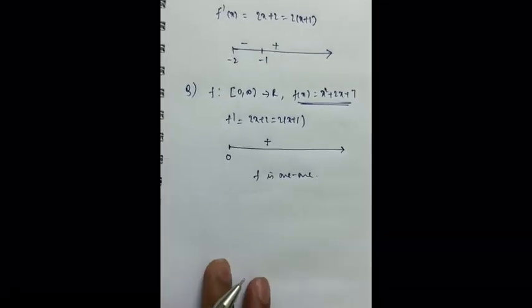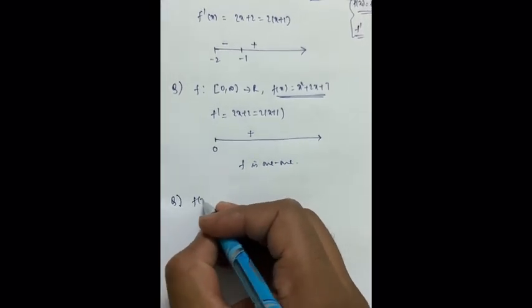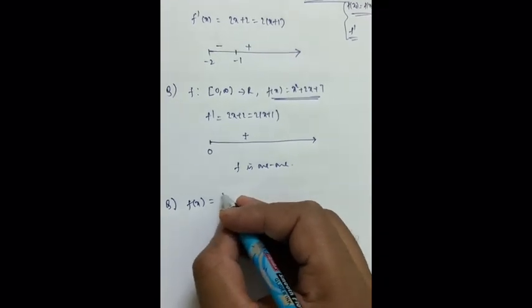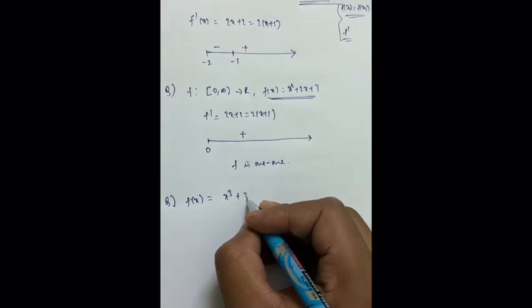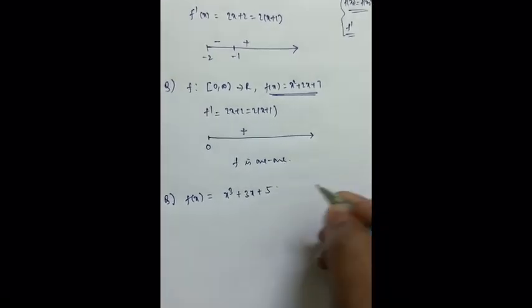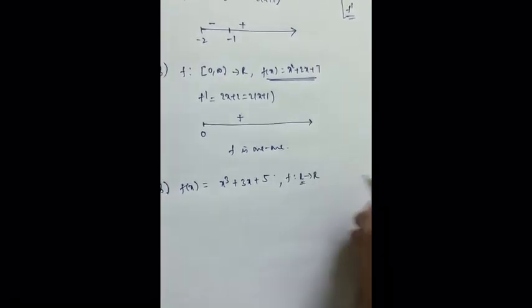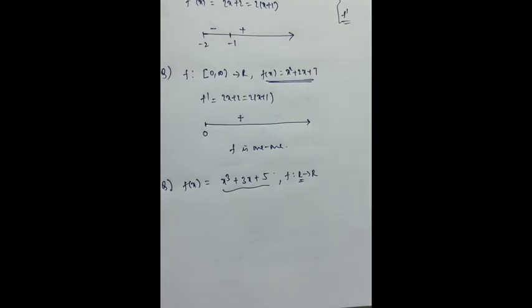Alright, okay. Let us take another similar example. Let us say f of x is equal to x cube plus 3x plus 5. F is a function from R to R. Domain is R. Okay. So again, it is a continuous function.